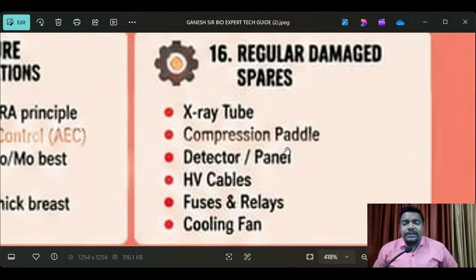X-ray tube, compression paddle, detector panel, HV cables, fuses, relays, and cooling fan. See, these are the things you have to do preventive maintenance on. Understand? If you're working in a hospital, mammography equipment is not available everywhere. Only super specialty hospitals, large budget hospitals, and large public hospitals with lots of people gathering have it, because it is expensive.